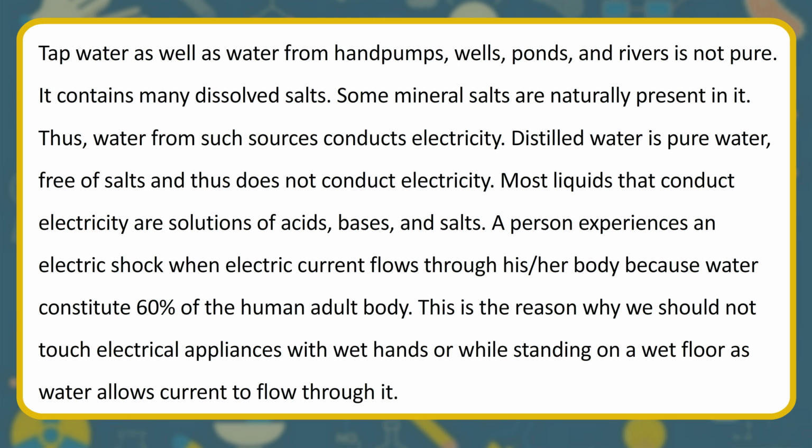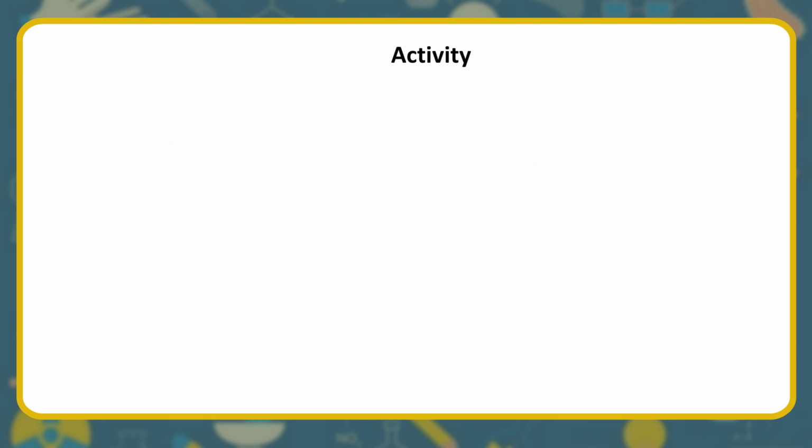A person experiences an electric shock when electric current flows through his/her body because water constitutes 60% of the human adult body. This is the reason why we should not touch electrical appliances with wet hands or while standing on a wet floor, as water allows current to flow through it.